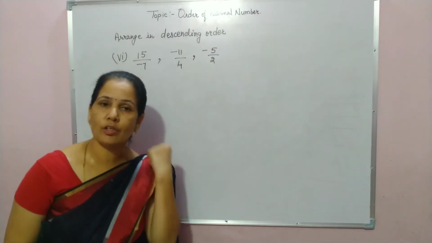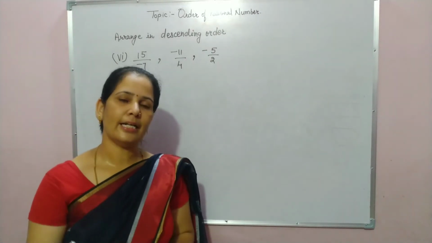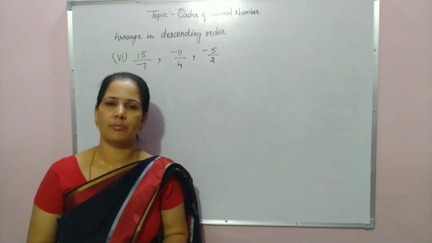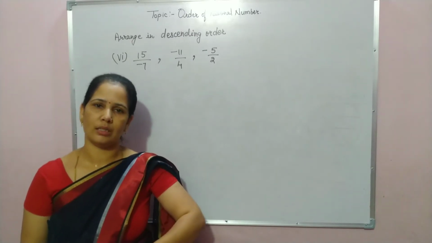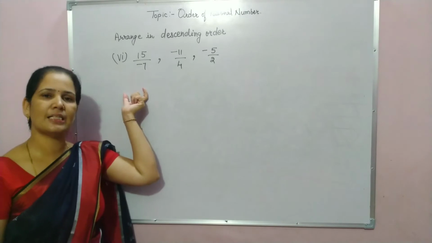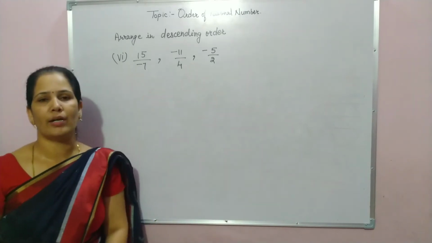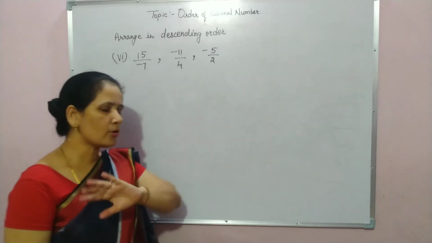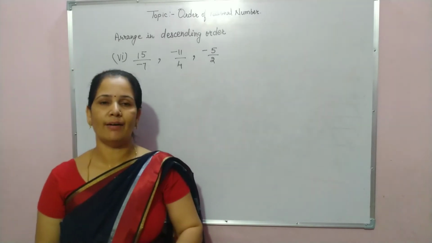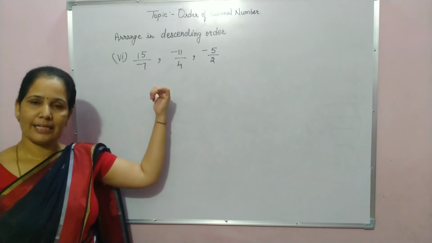What do you mean by descending order, students? Descending order means we have to arrange the numbers from bigger to smaller. So first of all we arrange the greatest number, then the smaller ones, until we arrange the smallest number. The procedure will remain the same as what we applied in ascending order.